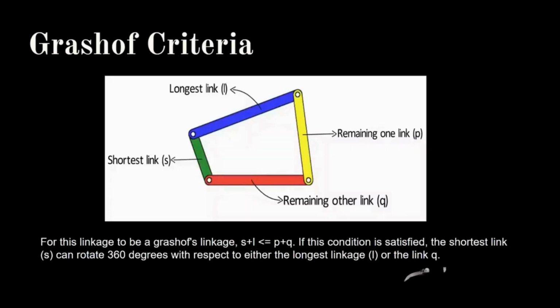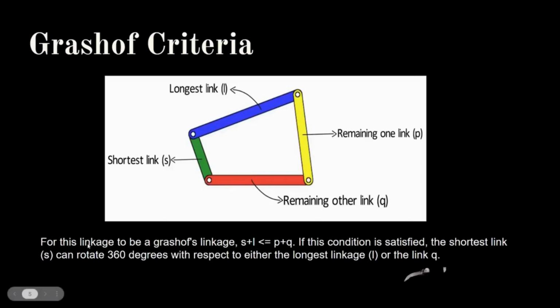In this figure shown, O2A is the crank, which is the shortest link, link O4C is the coupler, and AC is the supporting link. As this mechanism satisfies the Grashof criteria, link O2A rotates completely about all other links.